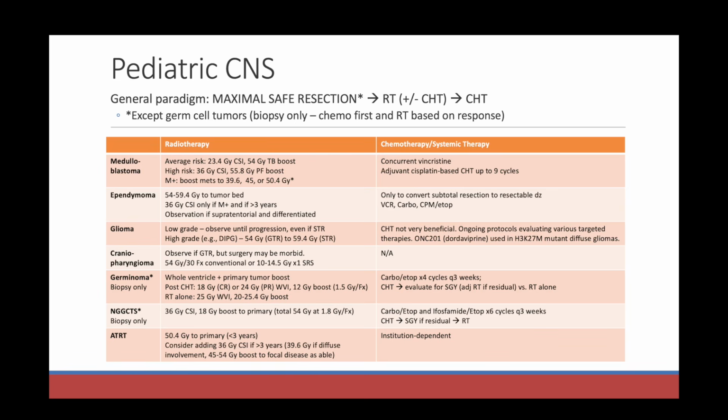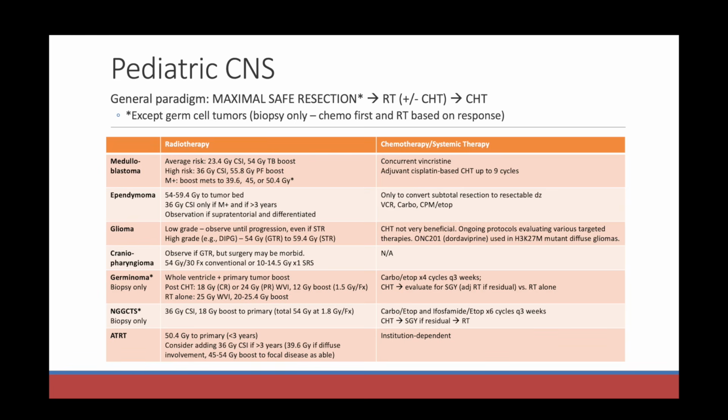So again, average risk medulloblastoma patient gets 23.4 gray CSI followed by an involved field boost up to 54 gray. And then high-risk patients get 36 gray CSI followed by a posterior fossa boost to 55.8 gray. And then if they have metastases, you can either boost the individual metastases to 45 to 50.4 gray based on the spinal cord tolerance, or if they have diffuse metastases in the spine, you can just increase your CSI dose to 39.6 gray.